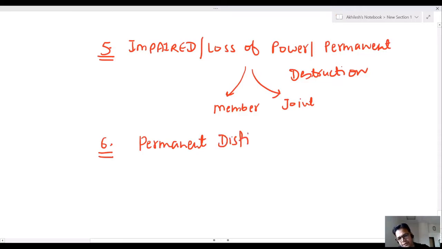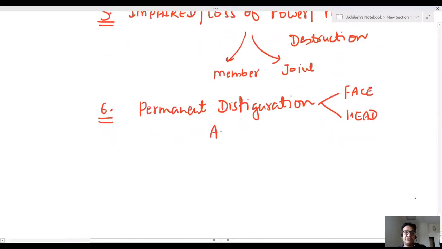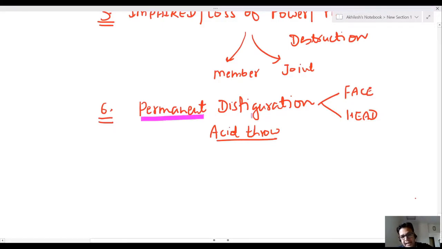Number six, sir, this is a very important part: permanent disfiguration of face or head. If by injury your face and head is permanently disfigured, a very simple example is acid throwing. If by any injury your face and head is disfigured, this is a grievous hurt, permanent disfiguration.